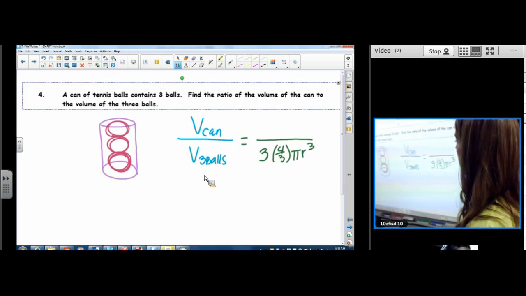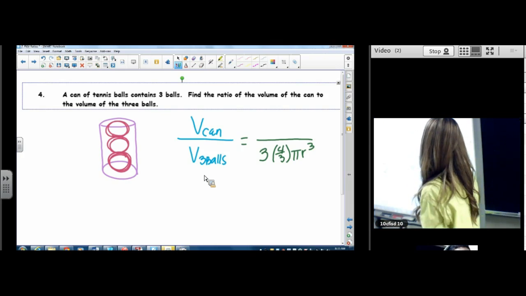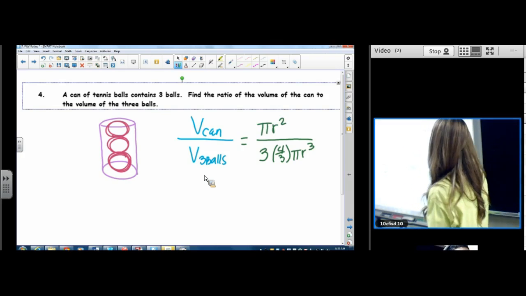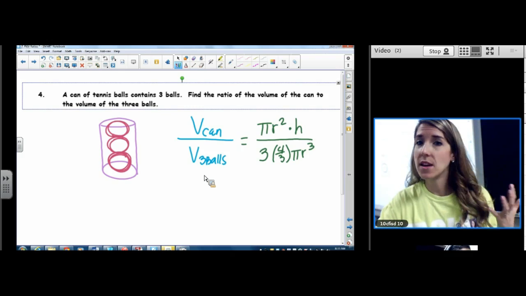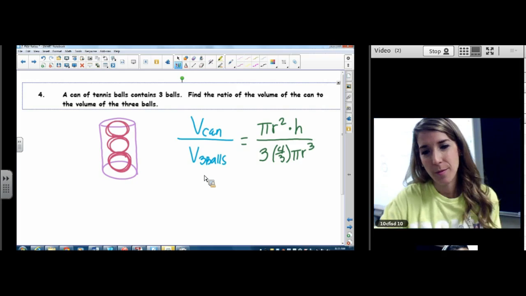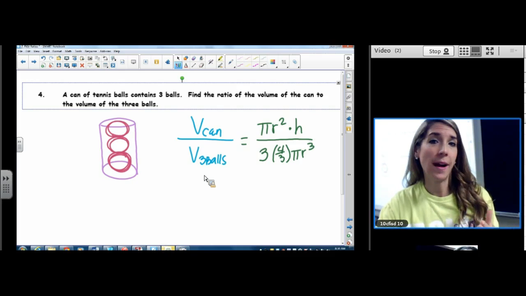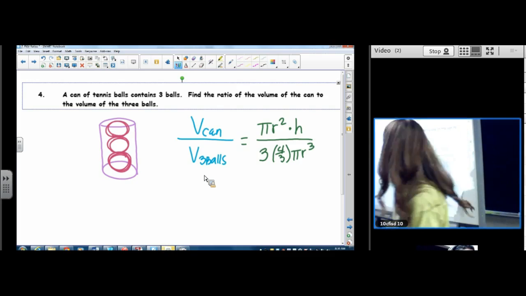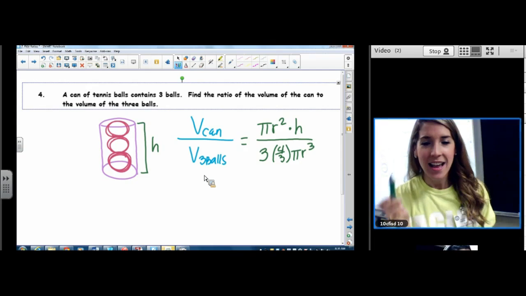Okay, here's where it gets tricky. The volume of the can. Now, the volume of a cylinder is the area of the base times the height. Now, if we're trying to get this into a ratio that ends up being numerical with no letters in it, no variables, we can't have two different variables. Well, we can't have one that doesn't cancel. So the height is a problem here. H is a problem. We need to try to write H in terms of R. So I want to know how many radii equal the height of that cylinder. How many radii equal the height of the cylinder?